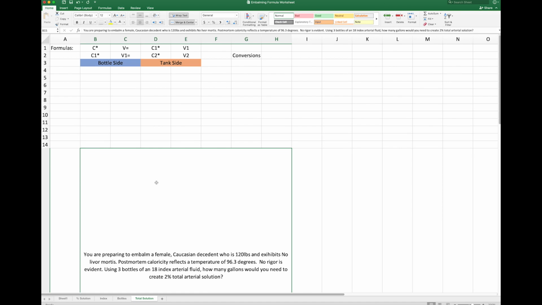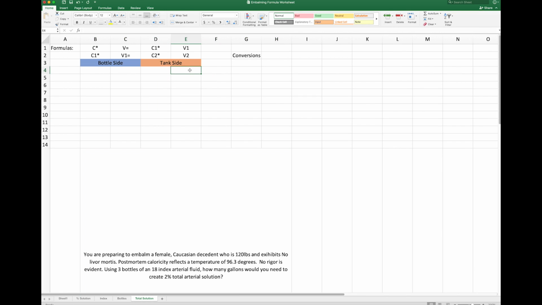It happens. Post-mortem caloricity reflects a temperature of 96.3 degrees. So we have lots of data, lots of distractors. No rigor is evident. Again, maybe this is wrong, maybe it's not. What are we being asked for? How many gallons would you need to create a 2% total? Okay, so we know we're looking for a tank volume. So starting with the tank volume, what other numbers do we have? Do we have everything that we need? It says using 3 bottles, so we're going to do the 3 times 16 of an 18 index solution. How many gallons would you need to create a 2% total?